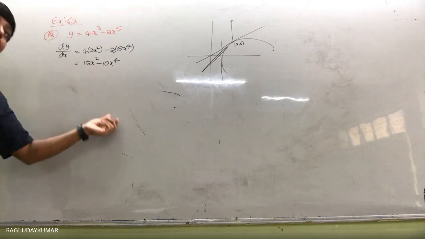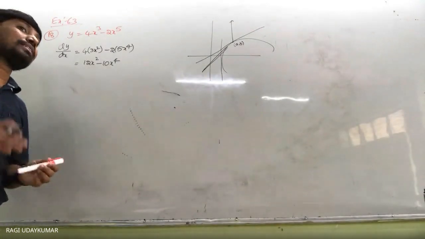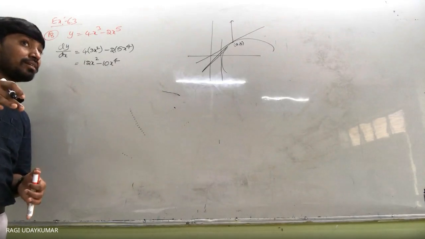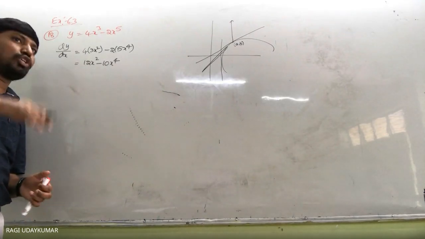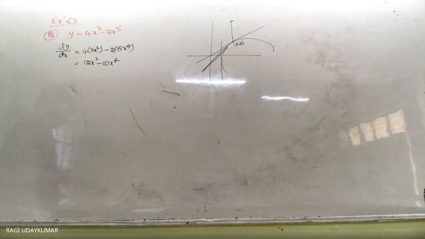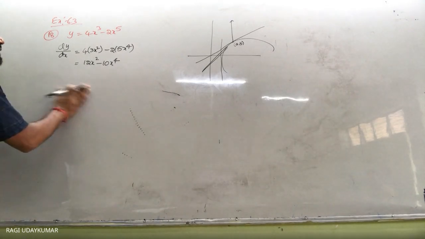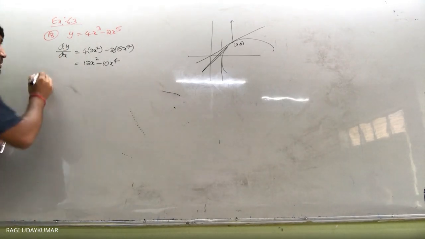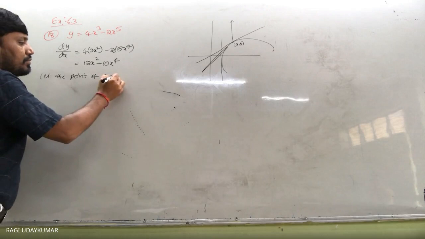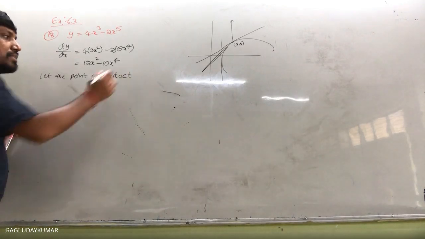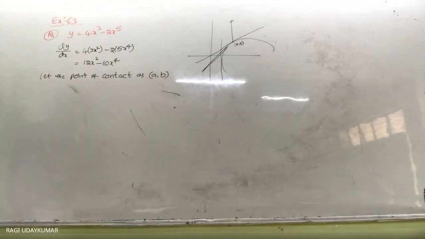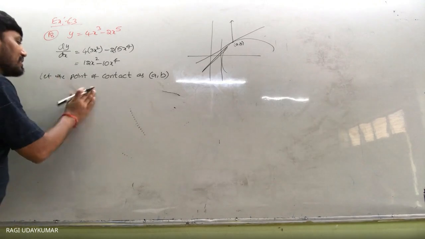The equation of the line we are going to get is passing through the origin. When it passes through the origin, it satisfies the point 0 comma 0. From that we are going to find the point first. So let the point of contact be a comma b. Tangent means a line touching at a point. So what is the equation of the tangent?